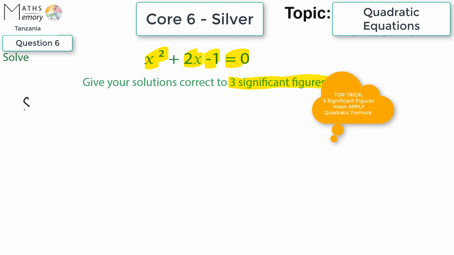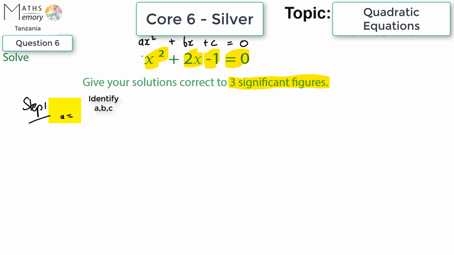Step 1 is always to identify your A, B, and C. Now what do we mean by that? The equation can be written as ax squared plus bx plus c equals 0. A, B, and C are simply integers, or whole numbers. So step 1: A is equal to 1, B is equal to 2, and C is equal to minus 1.